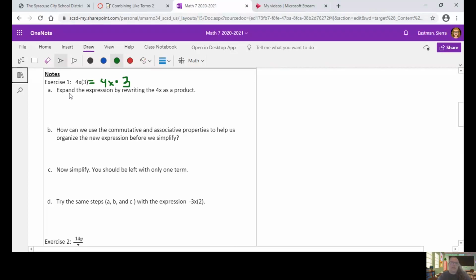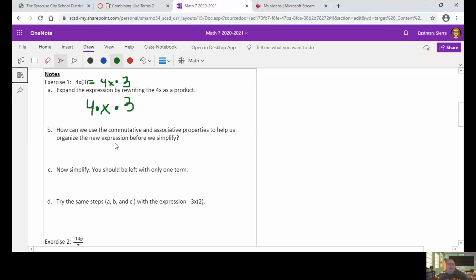Okay, so we did kind of the first step. We wrote this, just making sure it's super clear that we're multiplying by 3. And now they wanted us to expand it just one more time. Make sure it's super clear that that x is actually being multiplied by 4 as well. Okay, so now we have the fully expanded version.